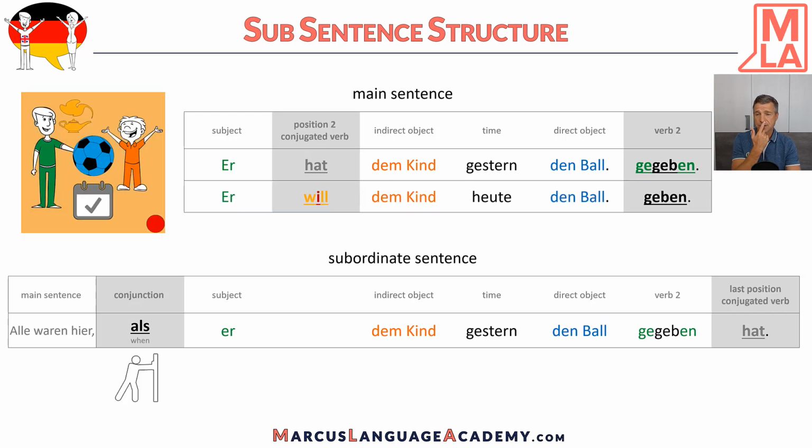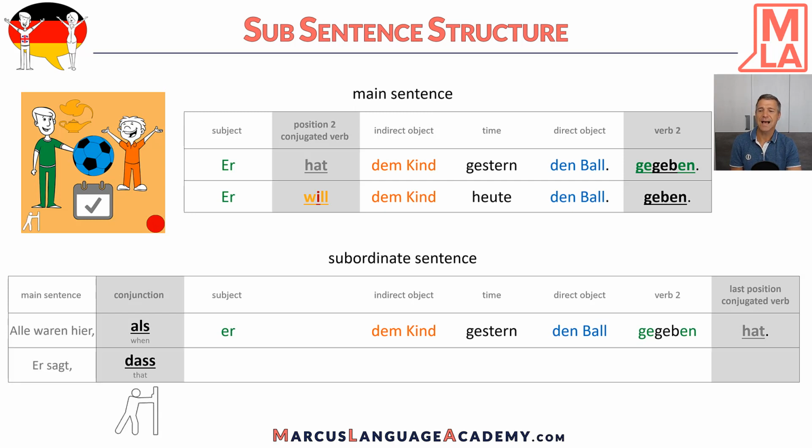The same thing happens when we have, for example, a modal verb, like er will dem Kind heute den Ball geben. He wants. So here: Er sagt, dass er dem Kind heute den Ball geben will. He says that... Here the same thing, will is pushed to the end of the sentence.